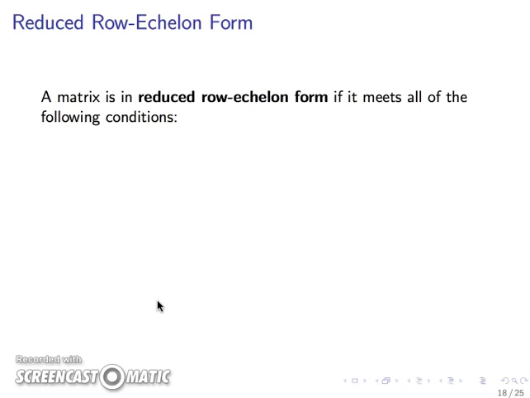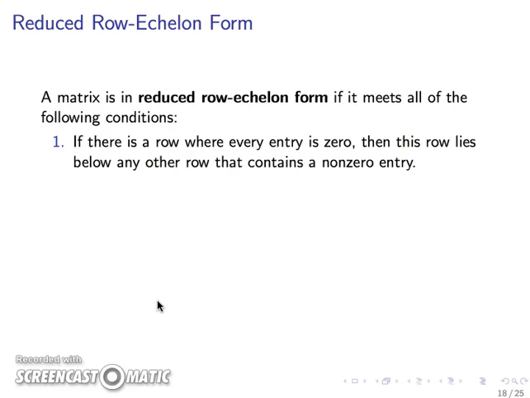Now, there is a definition saying that a matrix is in reduced row echelon form when it satisfies all these conditions. If there is a row of zeros, this row has to be located at the bottom of the matrix.